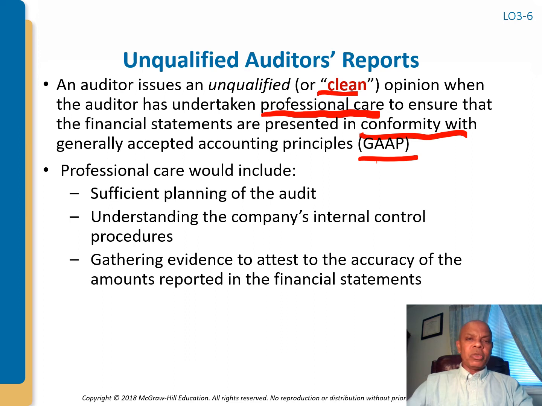Understanding the company's internal control procedures. Gathering evidence to attest the accuracy of the amounts reported in the financial statement. Very important. If you miss any of these, you're not going to issue a good report. It means you cannot really tell the public, yes, we did audit, we examined the financials, it's good or it's bad. You cannot really say that without going through this. Okay, that's what I say. These are important.